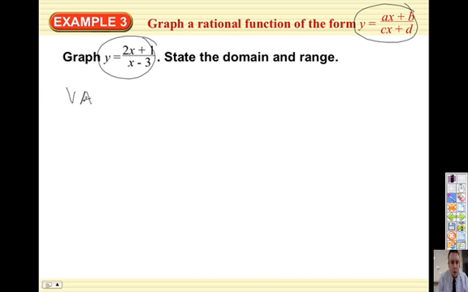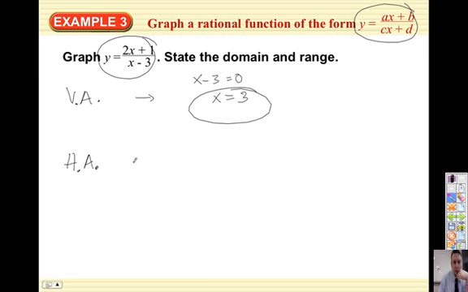Vertical asymptote, VA, all you have to do is set the denominator equal to 0. So x minus 3 equals 0, which means x equals 3. So, there you go. Vertical asymptote, x equals 3. How do you find your horizontal asymptote? You take y equals a over c. So what is a in this case? 2. What is c in this case? It's not x. It's not -3. It's 1, the number beside x. So 2 over 1. y equals 2 over 1, which is y equals 2.